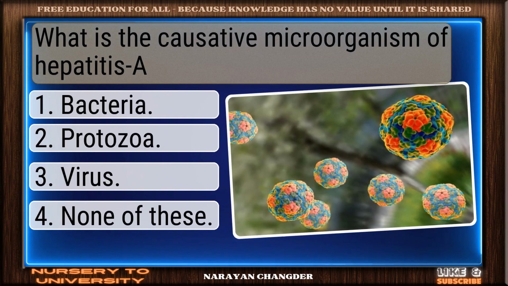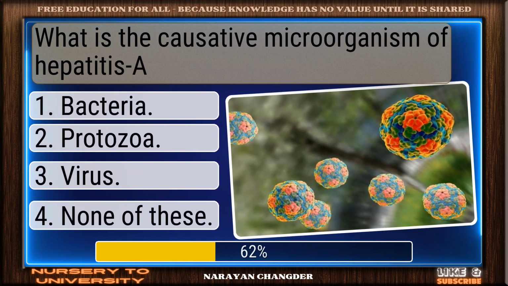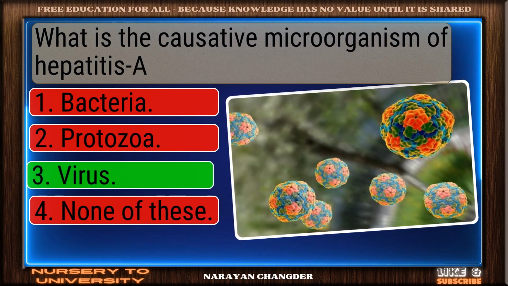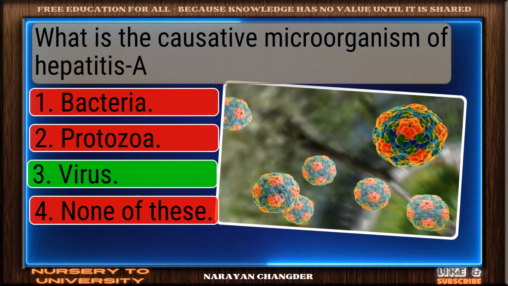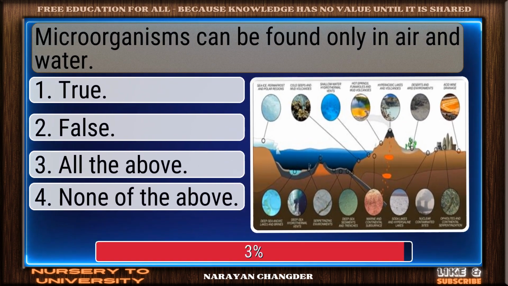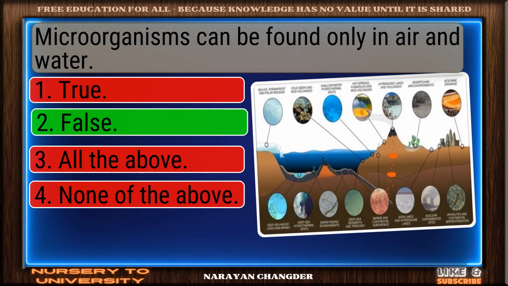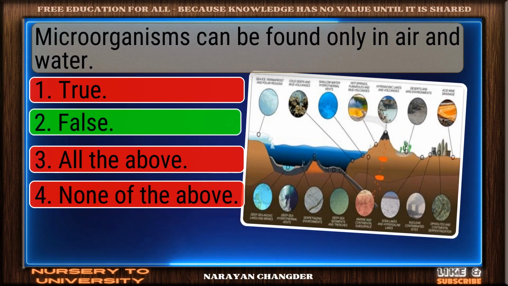What is the causative microorganism of hepatitis A? Great job. Virus is the accurate answer. Microorganisms can be found only in air and water. Well picked. False is the correct answer.